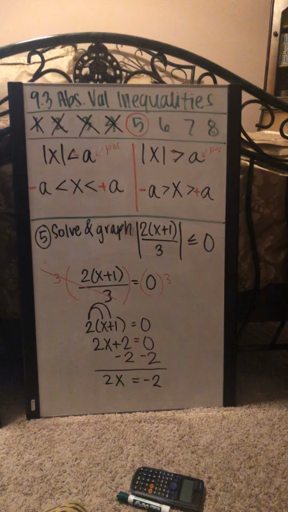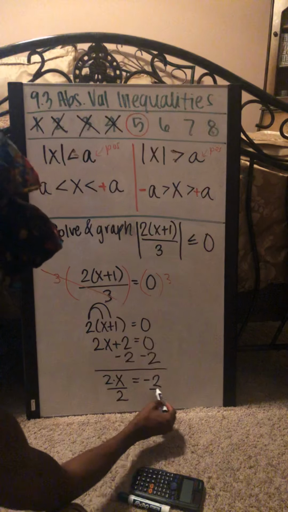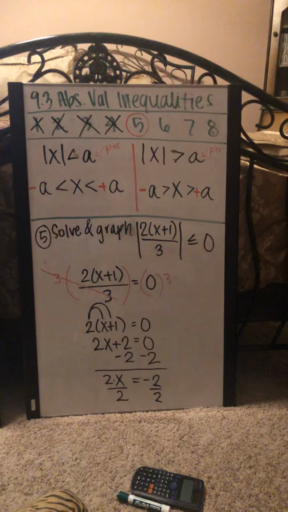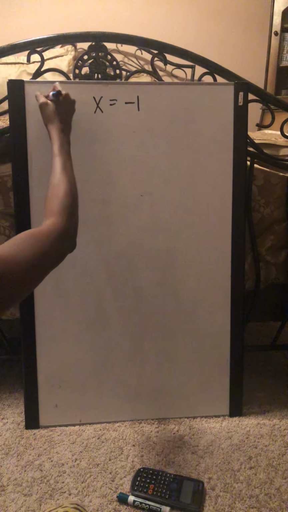We need to solve for x. There is a 2 connected by multiplication, so we need to divide on both sides. And then we're left with x is equal to negative 1. Okay? It actually didn't ask us to graph on this one. Sorry about that. But yeah, so this would be the final answer.